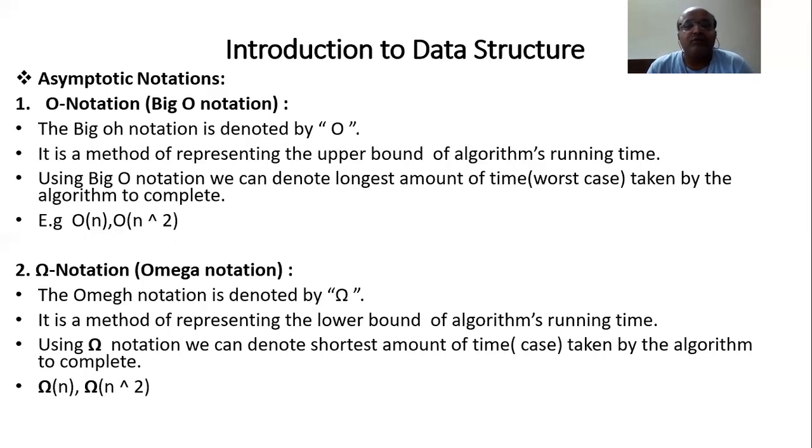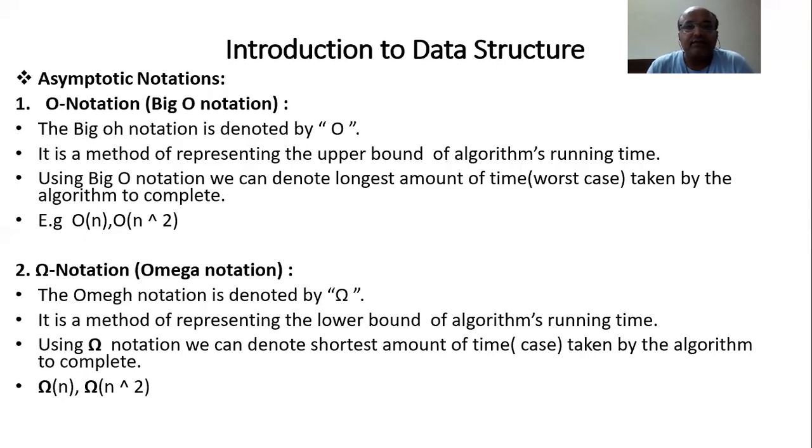Now here we have one important term, that is upper bound. So now you can understand what exactly the meaning of upper bound is. Upper bound is nothing but the longest or largest amount of time. So if it is representing the upper bound, which case does this belong to? Upper bound means maximum limit. Maximum limit means the worst case.